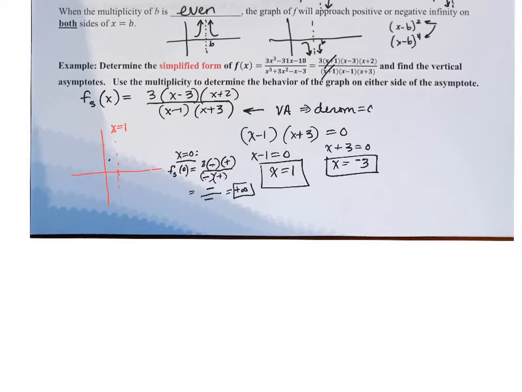I can go ahead and add that to my picture here. This is going to go to positive infinity. Now, because the multiplicity is 1, and I get that from my factored form, where this is to the first degree and this is to the first degree, the ends are going to go in opposite directions around the asymptote. So if it goes to positive infinity on the left side of the asymptote, it has to go to negative infinity on the right side. So I know the behavior now around that vertical asymptote.